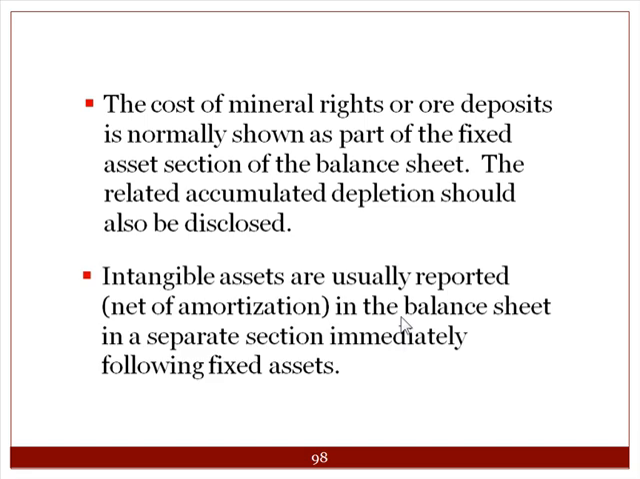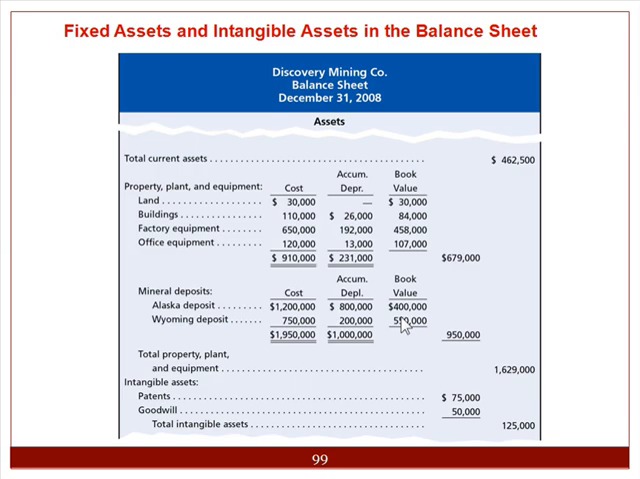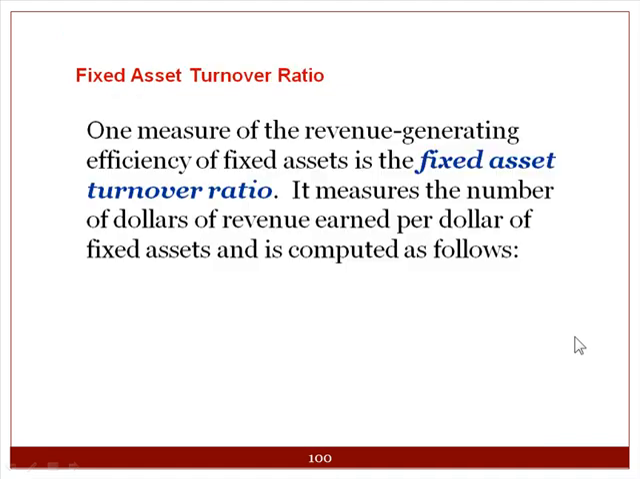And intangible assets are usually reported net of amortization in the balance sheet in a separate section immediately following fixed assets. So here's a nice example. Notice that you have all your different types of fixed assets with your accumulated depreciation and your book value. And then you have your mineral deposits. And then you have your total property, plant, and equipment. Remember I said PP&E, that's what people that are in accounting tend to call it, or fixed assets. Then you have your intangibles. So that's what it looks like.